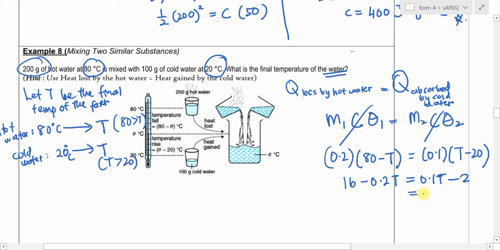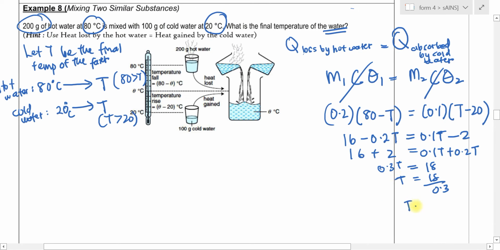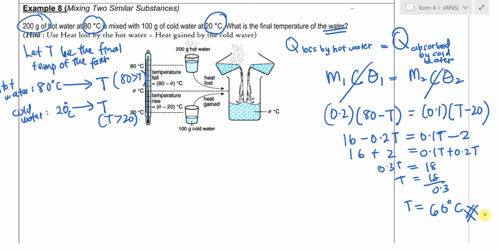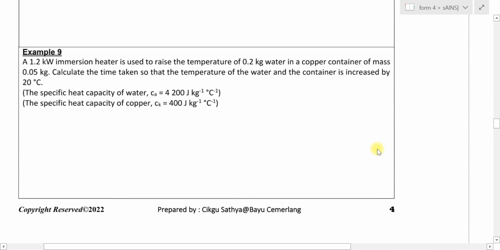Okay, sekarang kita gerak je lah. 0.1 T plus 0.2 T. 16 plus 2. So 0.3 T equal to 18. So T equal to 18 divided by 0.3. Which you get? 60. 60 degrees Celsius. Okay, salin. Okay, that's it. Done. Okay, very good.